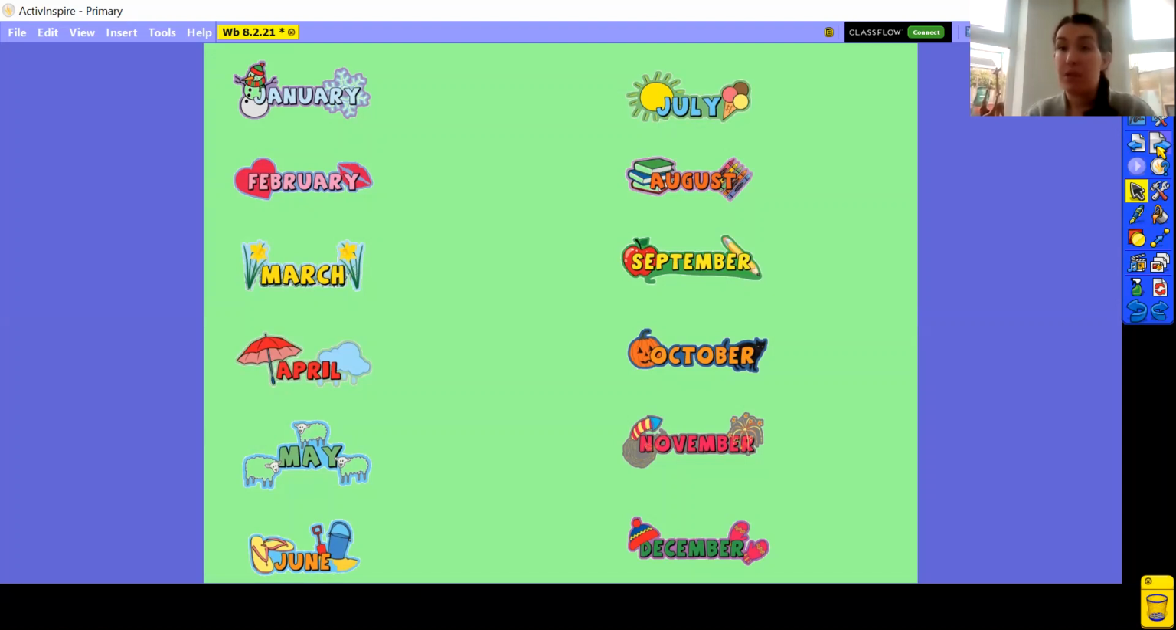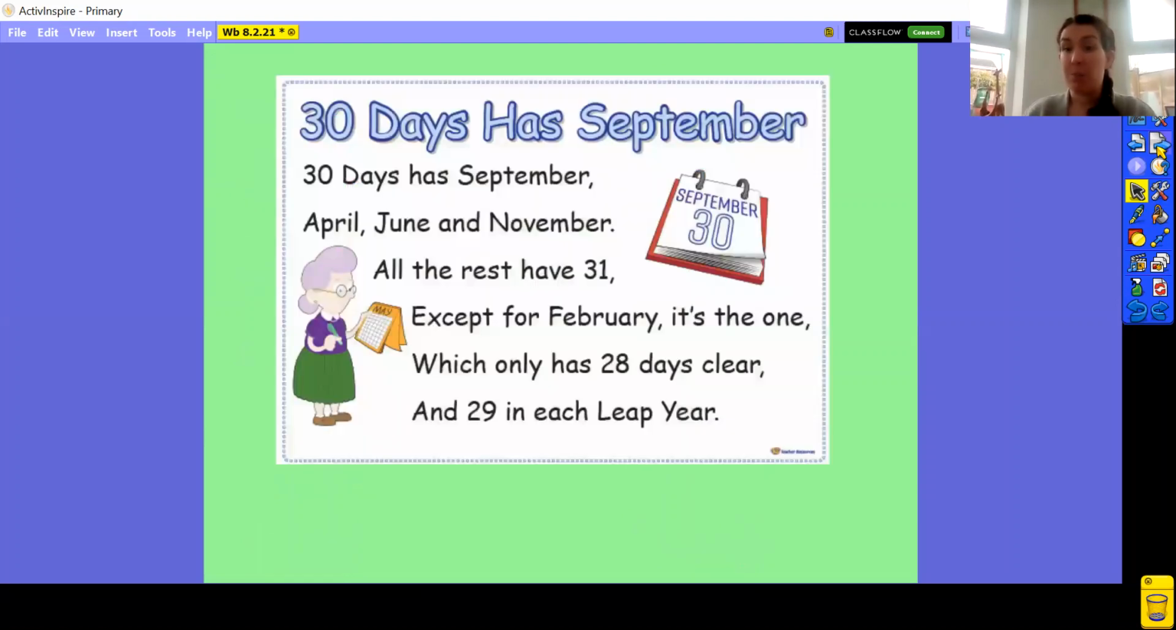But once you know the months of the year, it's important for us to be able to know how many days are in each month. Now, all the months have either 28, 30 or 31 days. And it can be tricky to remember them. In fact, most adults probably struggle to remember how many there are. But there are things that you can do to help you.